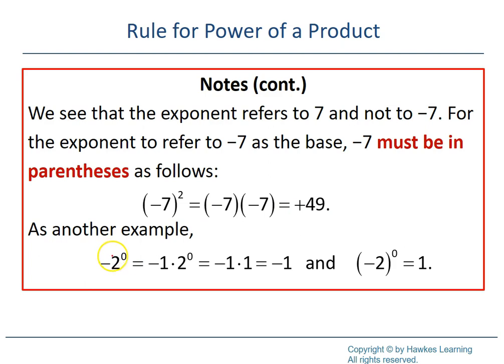Now, how about if it's to the 0 power? Again, what's the base here? Is it a negative 2? No, it's only the 2. So 2 to the 0 is 1. Then we apply that negative sign to it. Now, notice the difference. Here the base is negative 2. Here the base is only the 2. So you could think of it as a negative 1 out there as well. I like that.